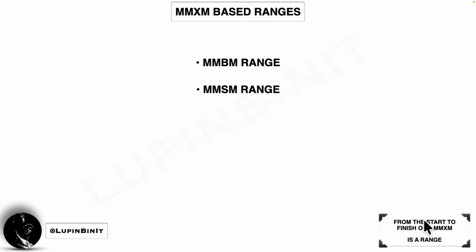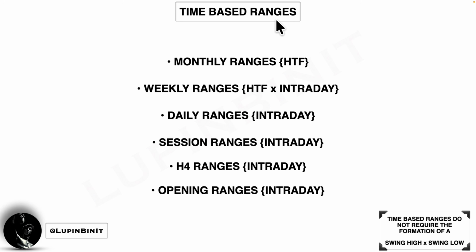And then footnote on the bottom right, simply just stating that from the start to finish of a market maker model is a respective range. So now we can finally jump into the charts and take a look at each one of these ranges and what we can look to do with them. So we're going to be starting with time-based ranges. So we're going to go through monthly ranges, weekly ranges, daily ranges, session ranges, hour 4 ranges, and opening ranges as well.